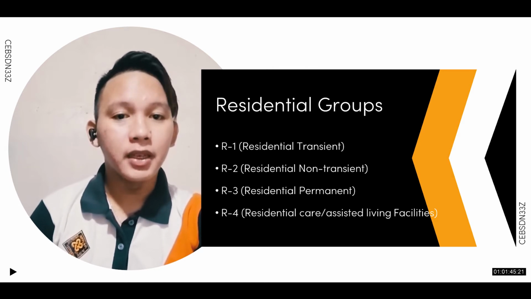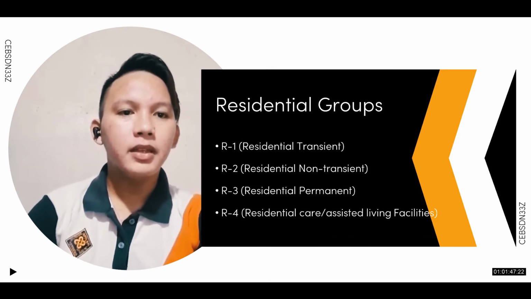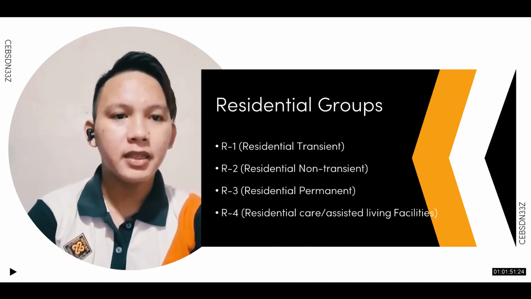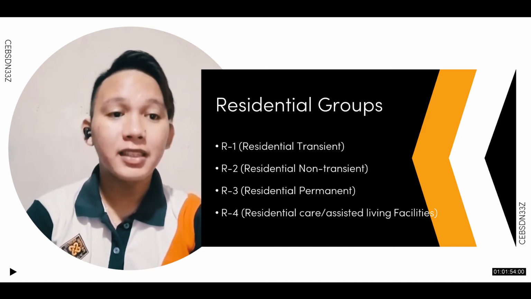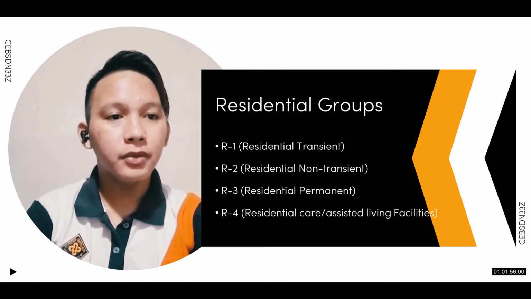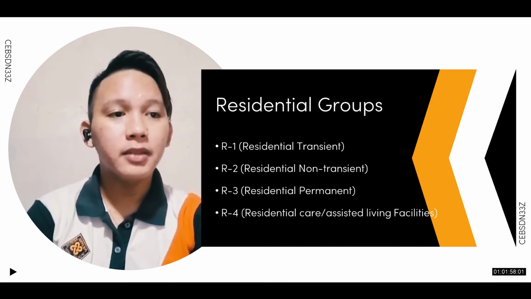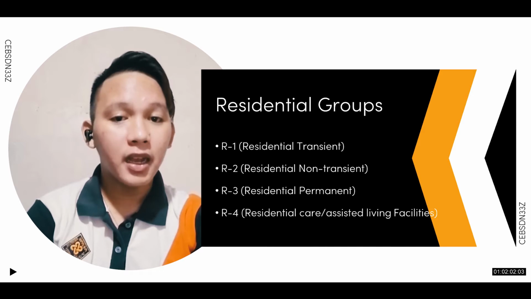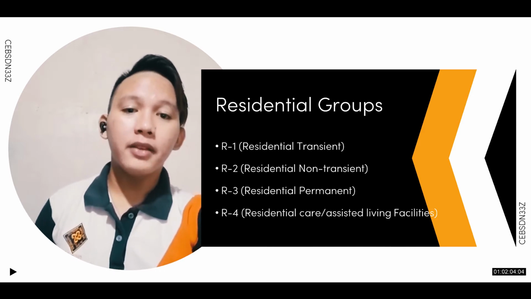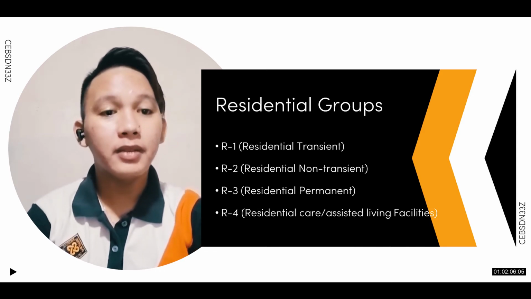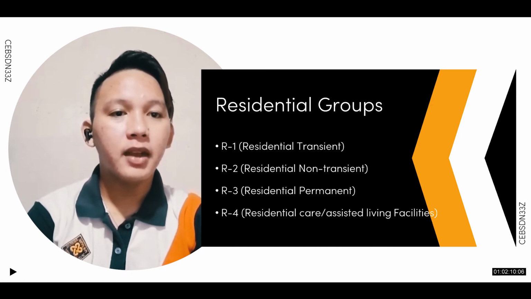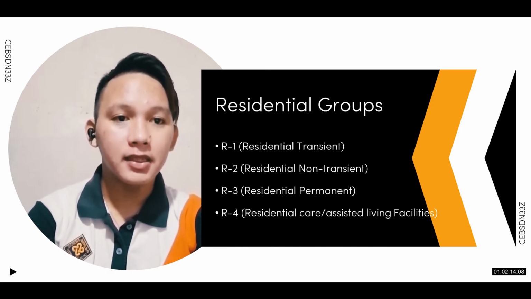Next, we have R3, residential permanent. Residential occupancies where the occupants are primarily permanent in nature and not classified as Group R1, R2, R4, or I, including but not limited to the following: adult care facilities, child care facilities, congregate living facilities, duplex dwelling units, and single family dwelling units. And lastly, we have R4, residential care or assisted living facility.